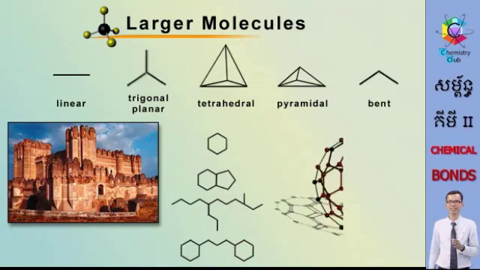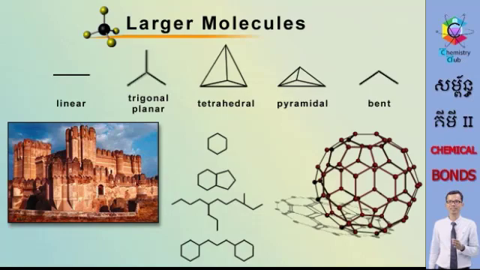Recently, scientists have even discovered ball-shaped molecules made of carbon atoms that form 5 and 6 carbon rings that come together like the panels of a soccer ball. All of these complex structures can be viewed as combinations of linear, trigonal planar, tetrahedral, pyramidal, and bent subunits. Much as the 26 letters of the alphabet can be combined to form a huge variety of words, the 5 basic molecular shapes can be combined to create a huge variety of molecules.